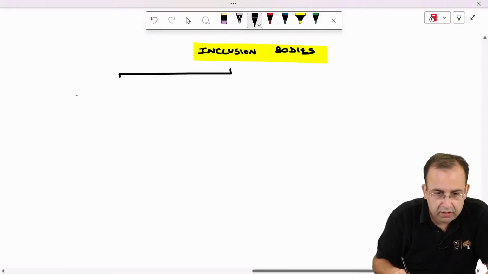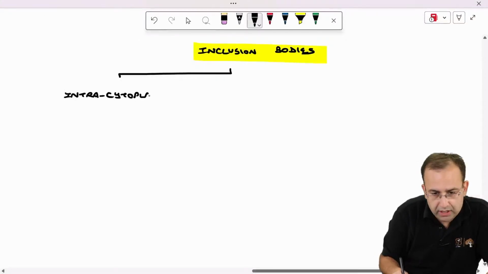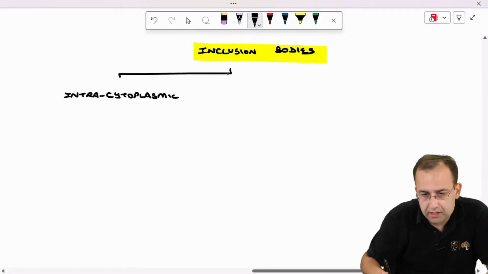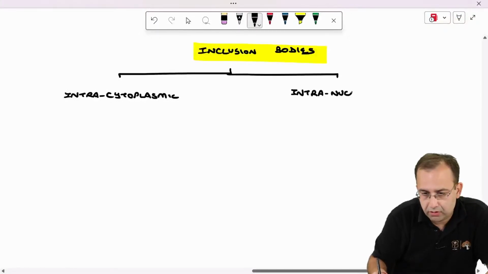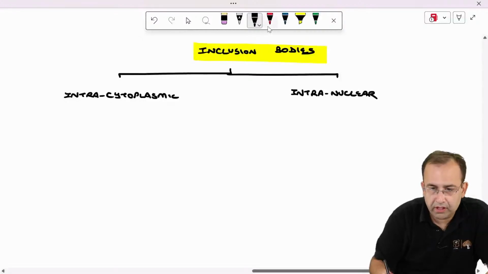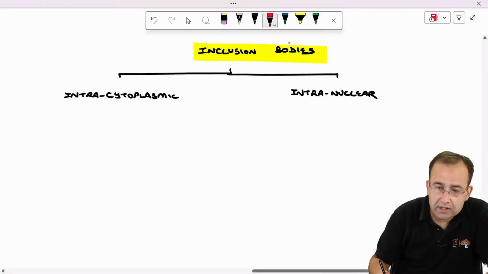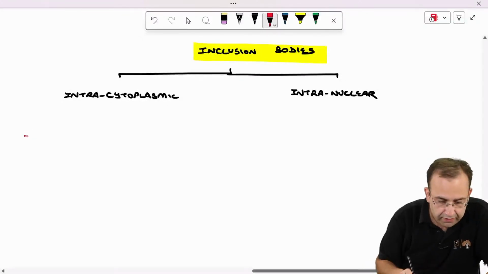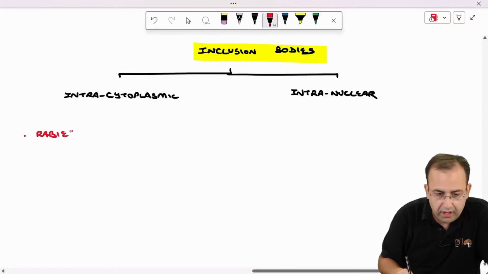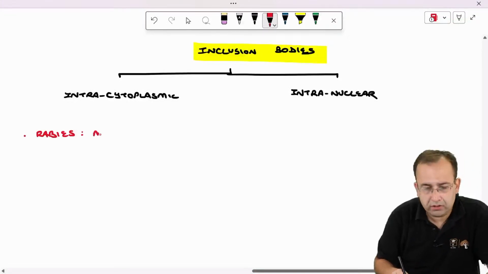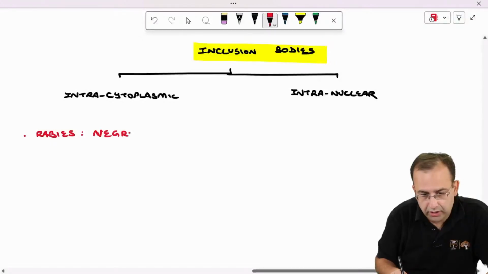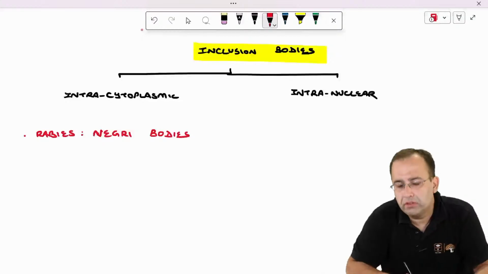That is intracytoplasmic, they can be in the cytoplasm, versus intranuclear inclusion bodies. Keep on telling me the names. Intracytoplasmic inclusion bodies. The one with rabies. It is always the black dog which bites. That is Negri bodies. One with rabies, Negri bodies.